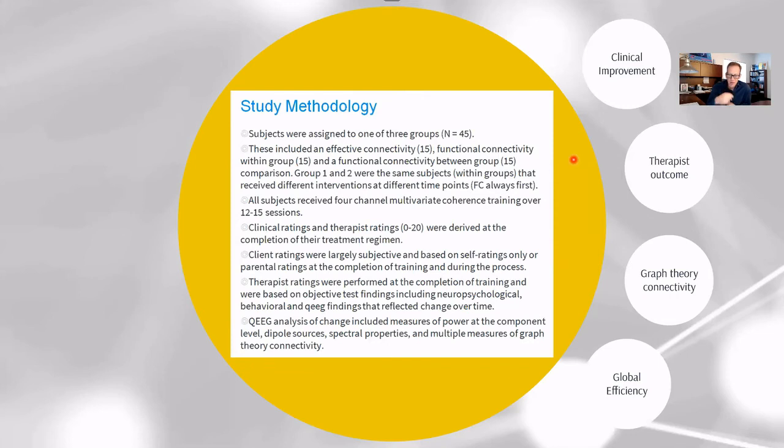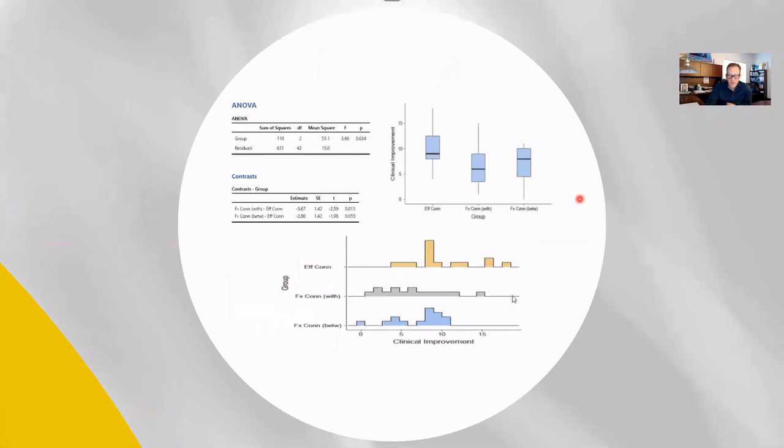So what we then did is we compared clinical ratings from the patient and therapist ratings and EEG metrics to determine what their overall outcome was. When we looked at client-rated or parent-rated improvement, the effective connectivity group showed a significant difference compared to the other 2 groups. So they improved to a greater degree, they were rated as better than those that used the functional connectivity measures. And you can see not only are they better on the average, but a greater percentage of them had a higher outcome than the other two groups did.